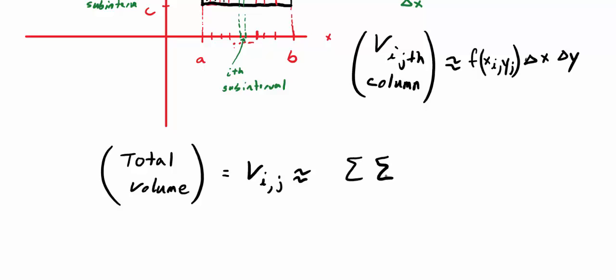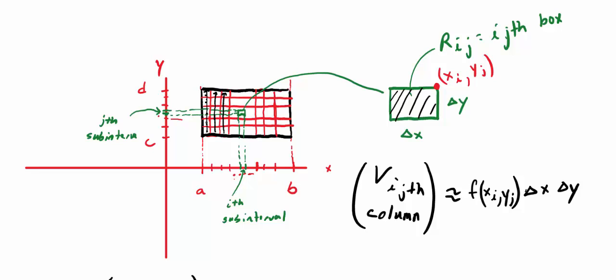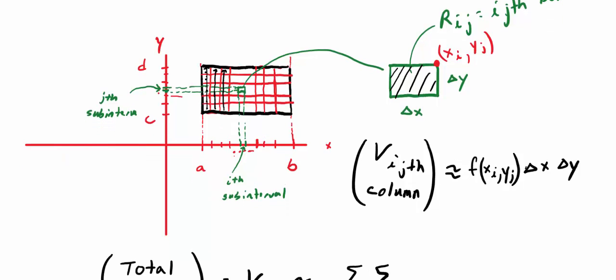And one way to do that would be to first, like I say, sum the volume that you get corresponding to the boxes in this first column. And that would be like your inner sum. So those are indexed by j. So you could sum from j equals 1 to, let's say that there's n subintervals here.